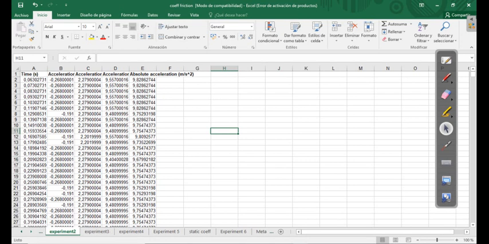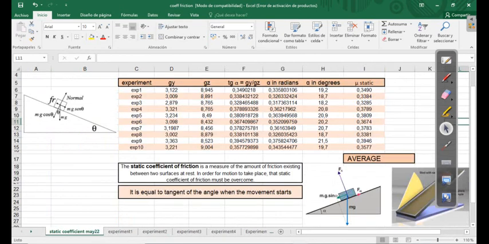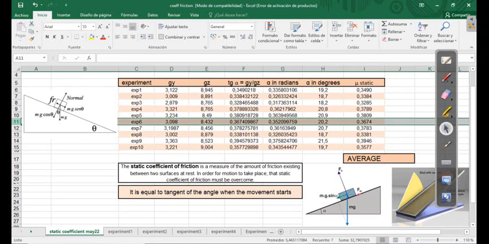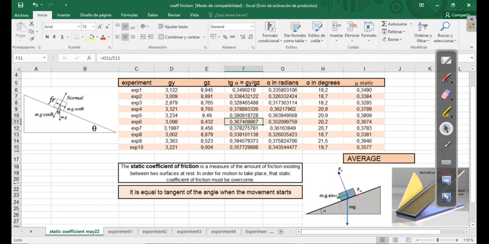When you do the 10 of them, you are going to have something like this, where you have all the 10 experiments. You have measured the gy for each of the experiments, the gz for all of the experiments, and then you have calculated the tangent of the angle for all. This is the division of gy divided by gz.